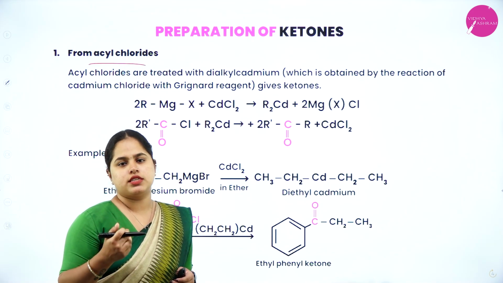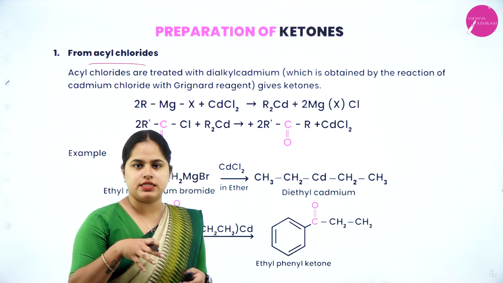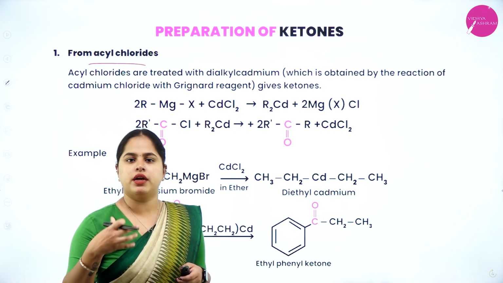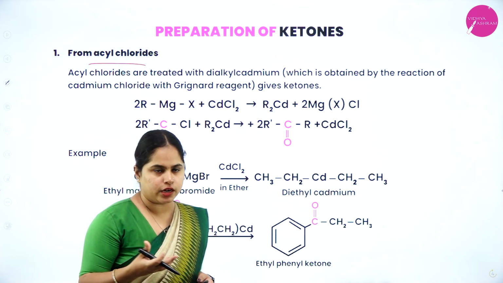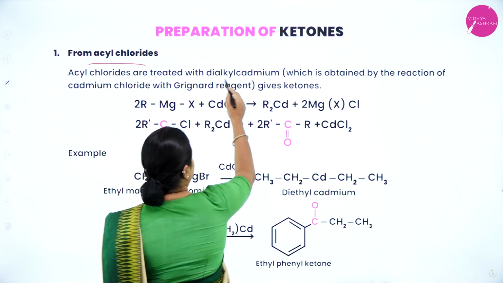So we already know what is acyl chloride, right? And it is also called as acid chloride. That means from an acid, the OH group will be replaced by a chlorine. So that is called as an acyl chloride. So acyl chlorides are treated with dialkyl cadmium.